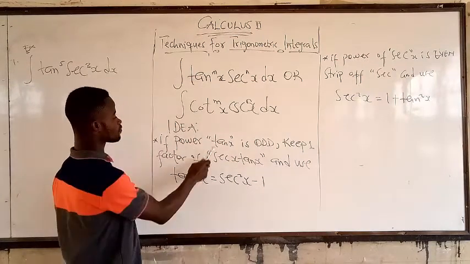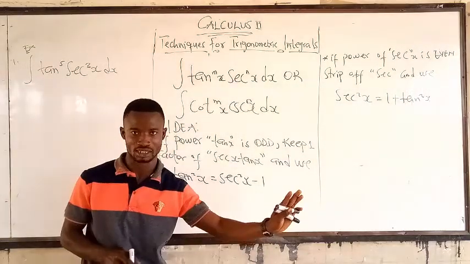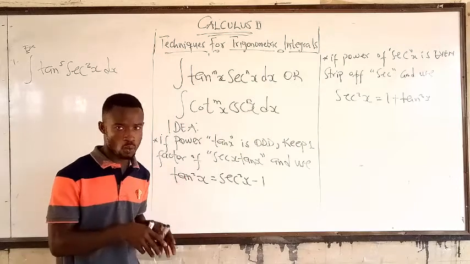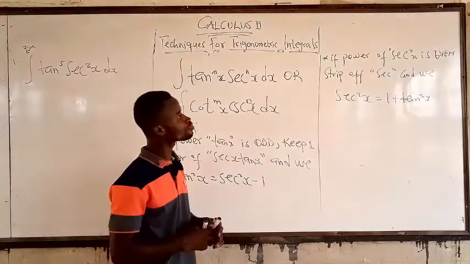So if tan is odd, as we normally say, you push one of it out. Let's say the power is 3. So you keep one, then it will be left with tan squared. Then you do the substitution of this.